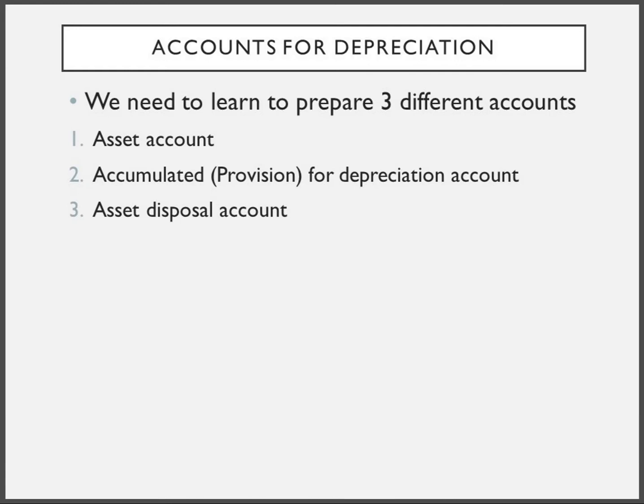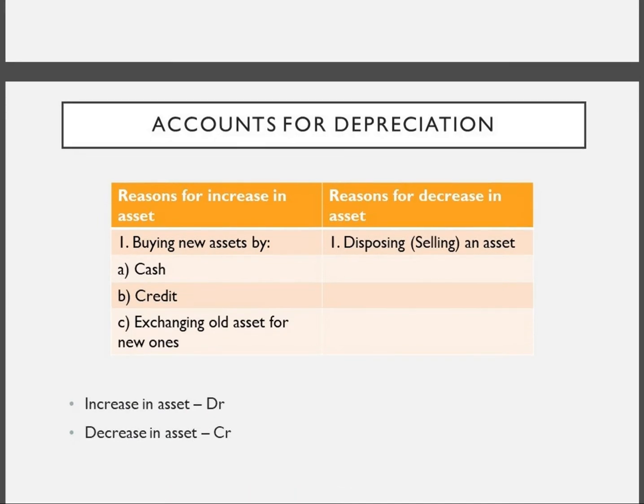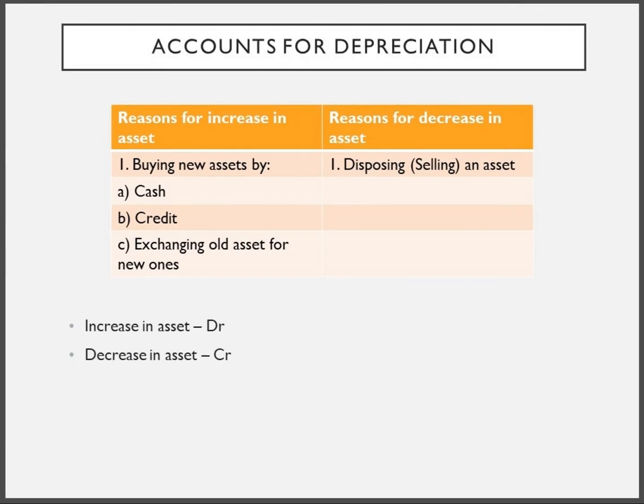Here we will discuss the different accounts we need to prepare in the depreciation chapter. In your exams, you will be asked to prepare these three accounts. First, the asset account. Second, the accumulated or provision for depreciation account, and third, the asset disposal account. Now let's move on to the first account, which is the asset account.